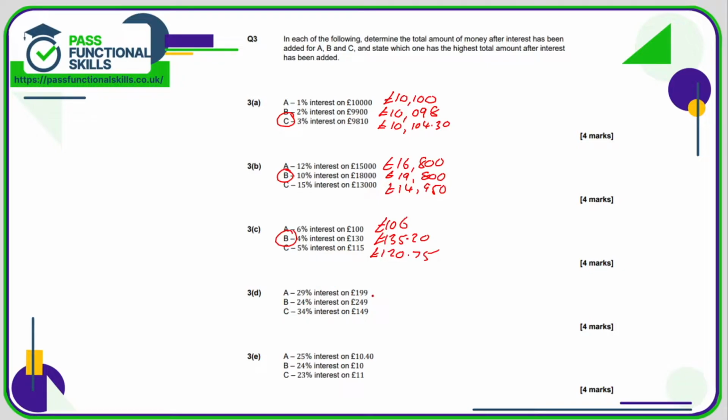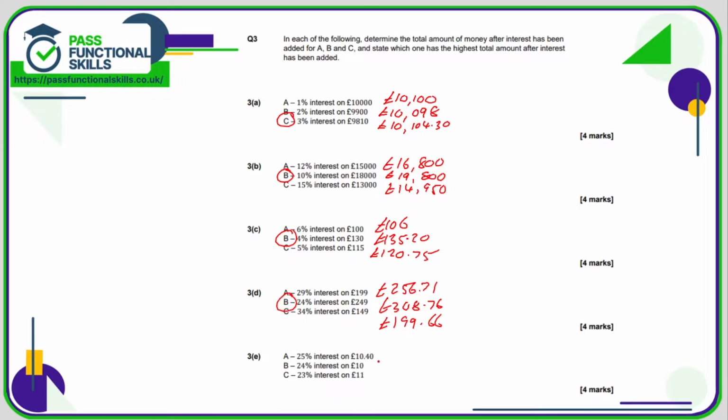For D, it's going to be 199 times by 1.29, B is 249 times 1.24, and C is £149 times 1.34, and that's going to give us a total of 256.71 for A, 308.76 for B, and for C, £199.66. So option B is the greatest amount.